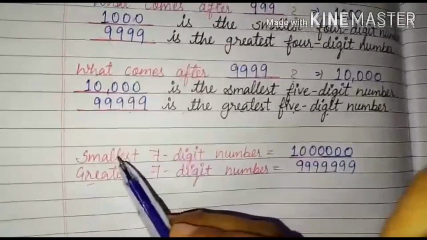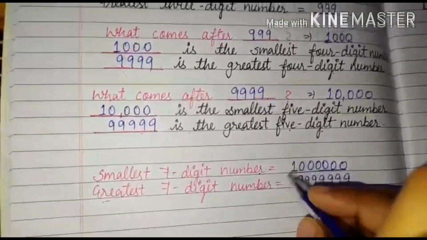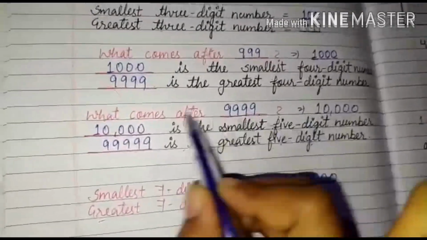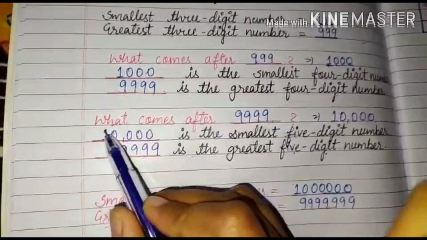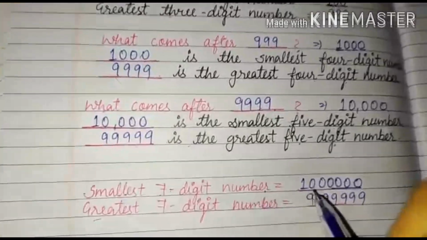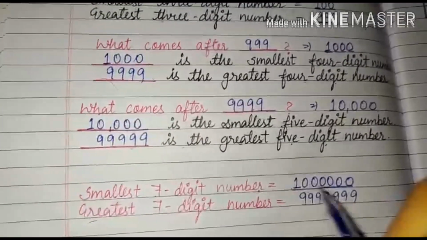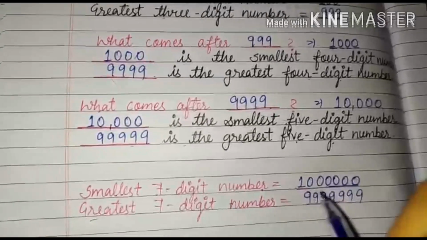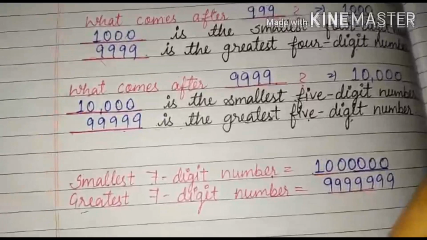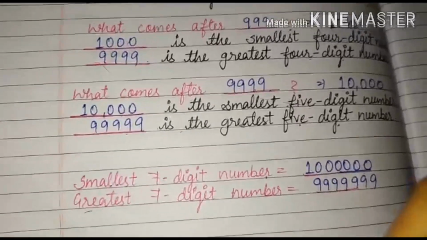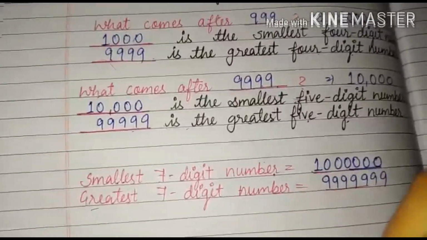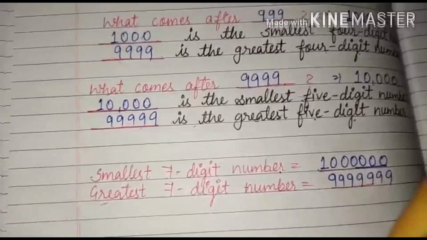If I want to know the smallest 7 digit number, it will be 1 and then 6 zeros. As you can see, in the smallest 5 digit number we have 4 zeros after 1. That means if I have to write the smallest 7 digit number, I have to write 1 with 6 zeros. And the greatest 7 digit number will be seven 9s. So it is very easy to study large numbers, and in this manner we are able to deal with a lot of large numbers. So let's start with the chapter, and it is very interesting and easy to do.